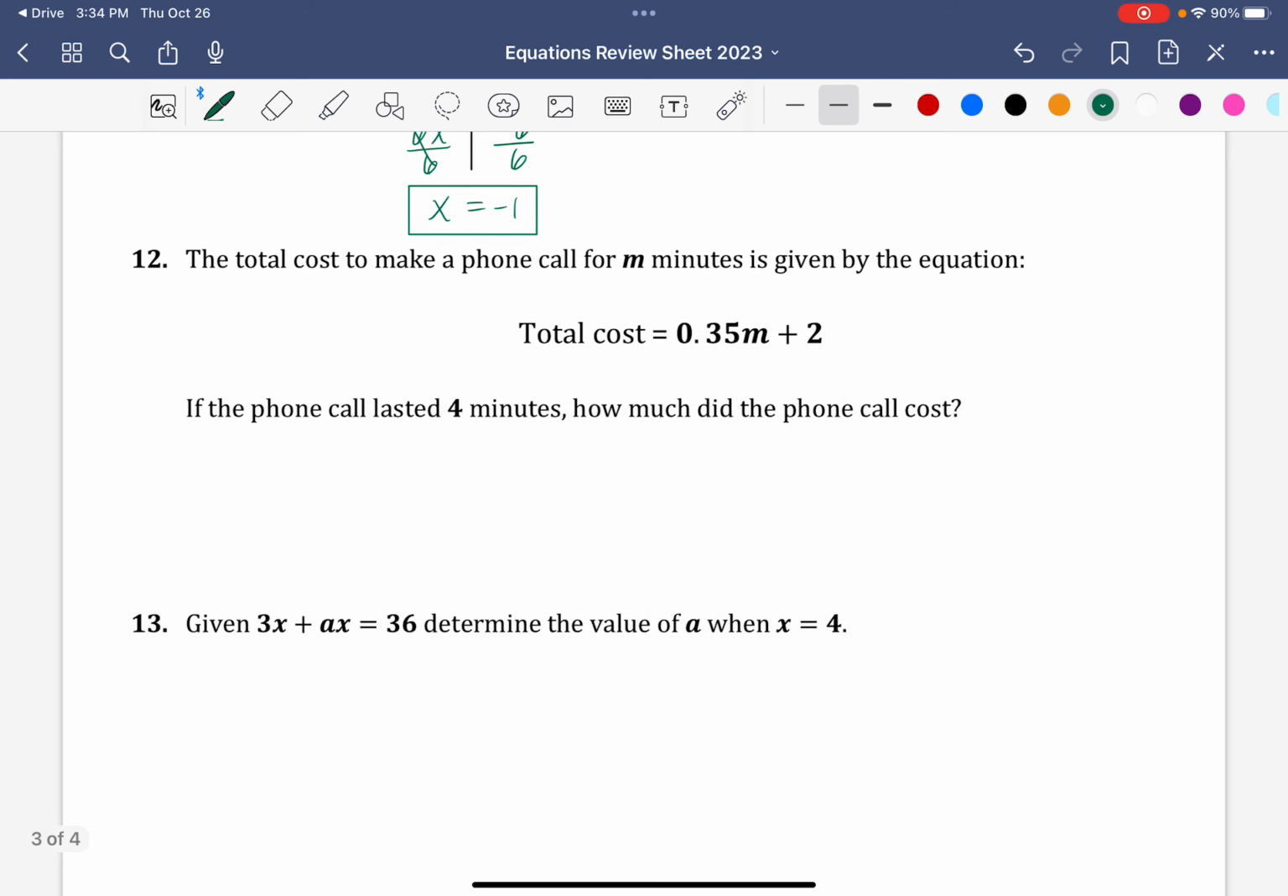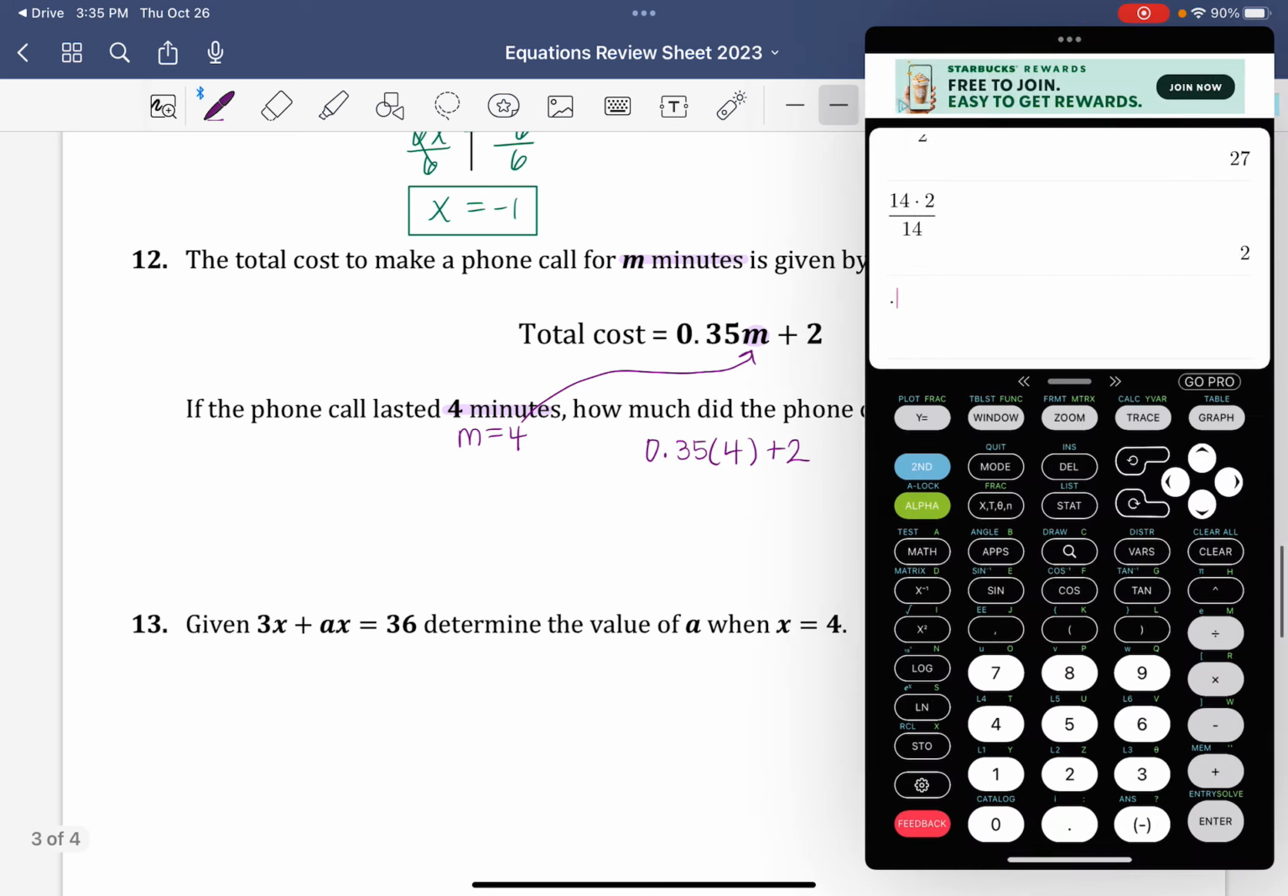All right, question number 12. The total cost to make a phone call for m minutes is given by the equation total cost equals 0.35 times m plus 2. So m was the minutes, m's right here, and they're saying that if the phone call lasted 4 minutes, how much did it cost? So 4 minutes would mean that m equals 4. So I'm going to replace the m in here with a 4. So it's going to be 0.35 times 4 plus 2. Okay, we're going to type that into the calculator.